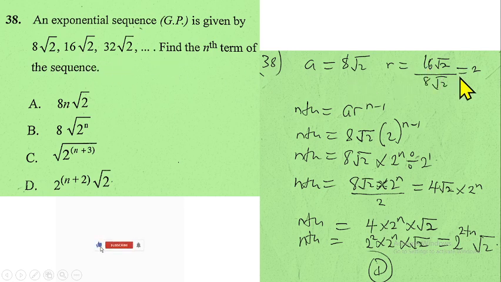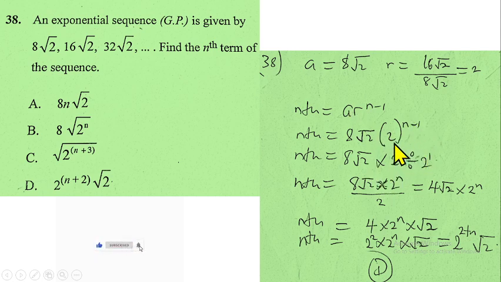So we have 16√2 divided by 8√2. √2 takes care of √2, and 8 goes into 16, which gives us 2. So the constant ratio is 2. The formula for finding the nth term in a GP is ar^(n-1). So the nth term you have to find is this: our a is 8√2, then r is 2 raised to power n minus 1.